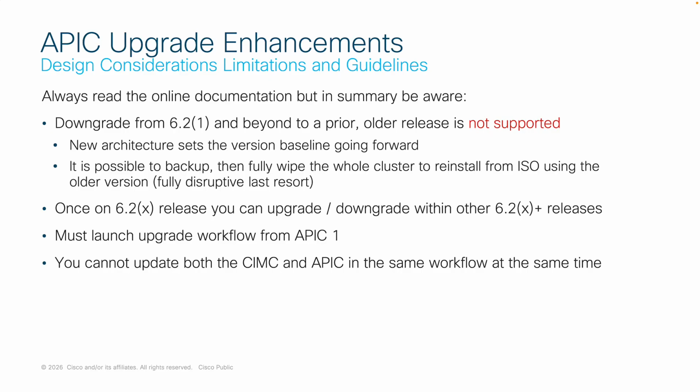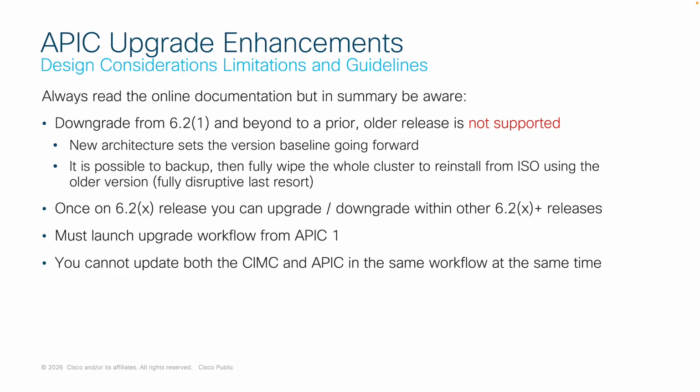Now, in the extreme case where you did the upgrade, but you, for some reason, wanted to go back to an earlier version before 6.2.1, it is possible to go back, but I should point out that it is very disruptive, and this is like only in the extreme case. You can back up your config, wipe the whole cluster, reinstall the whole cluster from ISO using that older version, and then restore. Again, that's extremely disruptive, as you might realize.